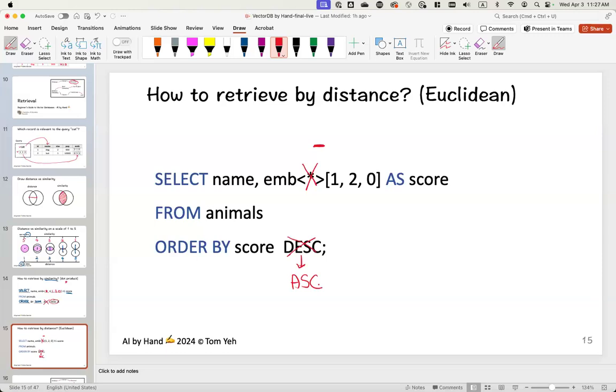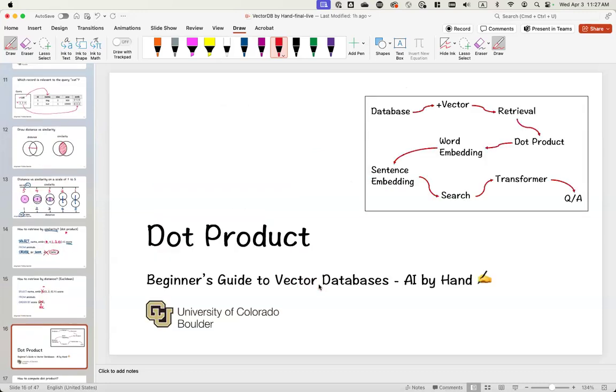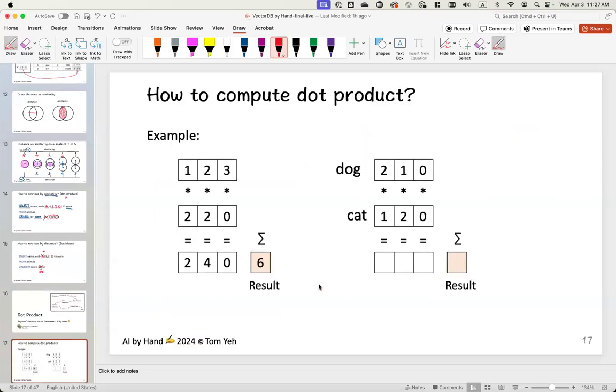Okay. All right. So this is how we retrieve records, a typical syntax using SQL-like syntax to retrieve records from the vector databases, and there's a very subtle distinction between distance and similarity you have to be really careful about. Now let's talk about dot product. How do you compute dot product? Getting a bit more math here.